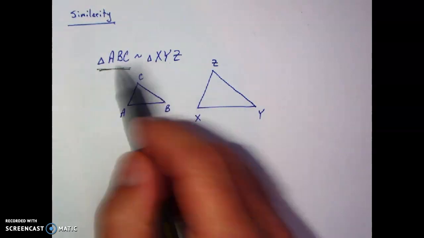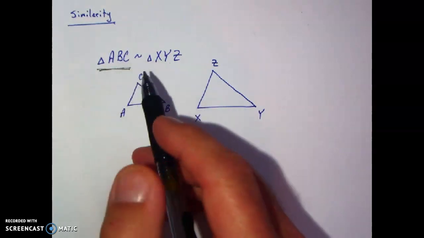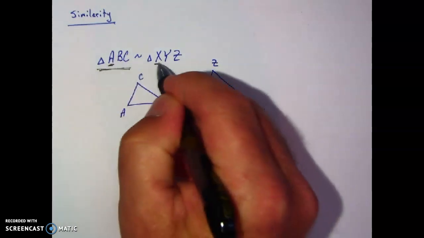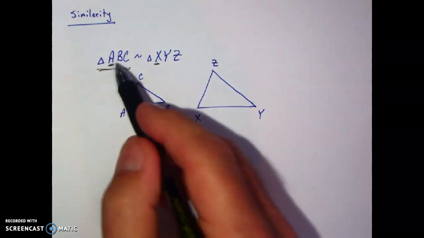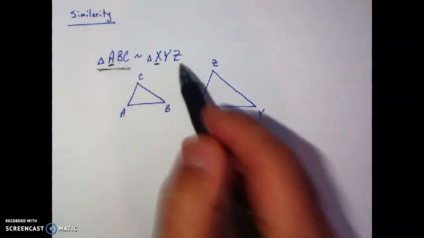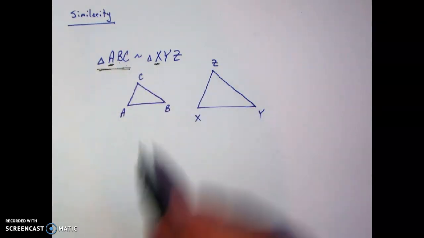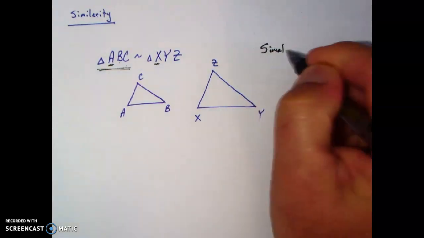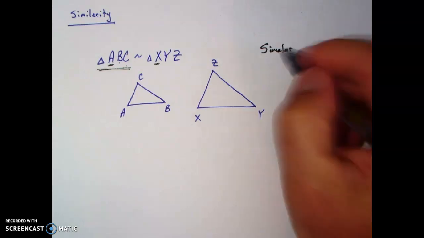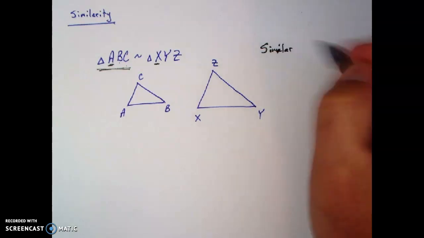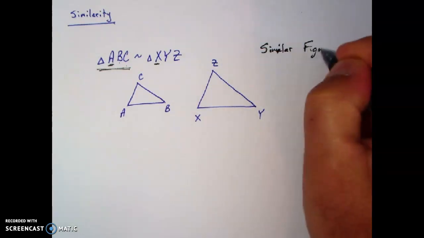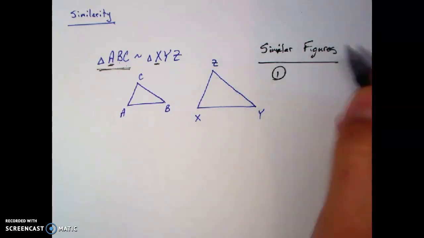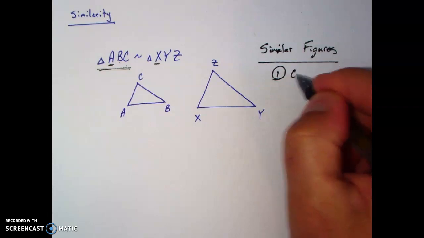And the way this is written, remember, just like we did with congruent figures, we're lining up these corresponding parts. A corresponds to X, B corresponds to Y, C corresponds to Z. So if these figures are similar, there's two things going on. First of all, corresponding angles are congruent.